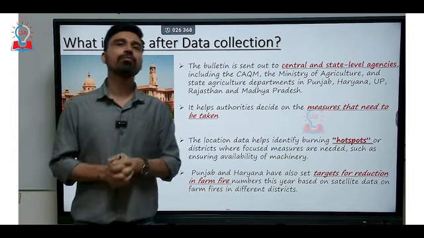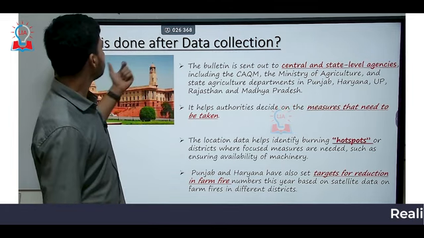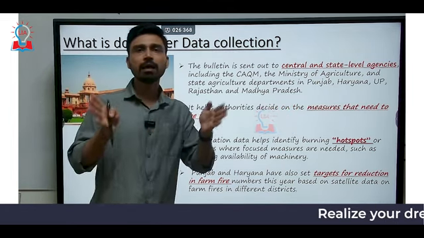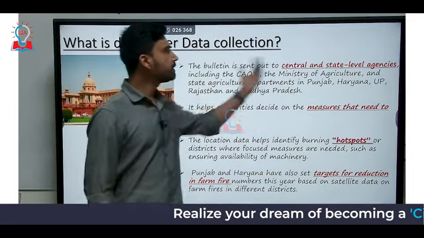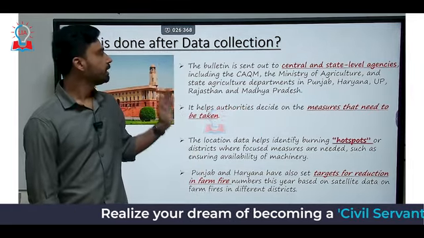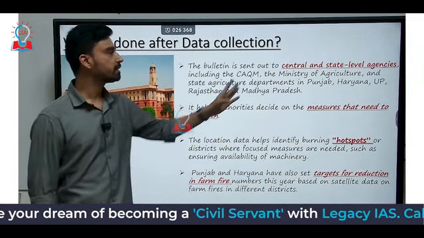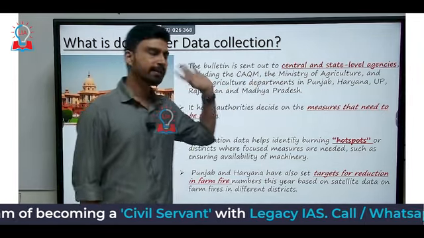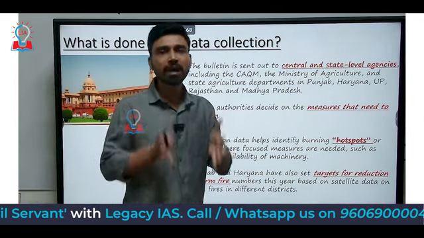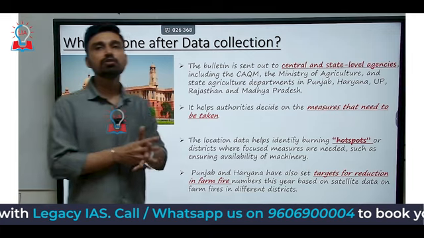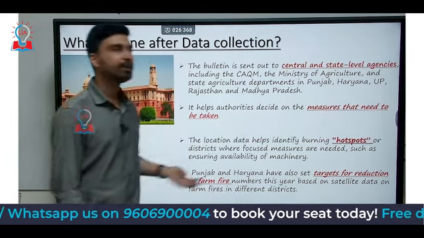Now, once the farm fire data is collected, what is done after that? Once the data is collected, IARI is responsible for making a bulletin, and this bulletin is sent to central and state level agencies, including CAQM, the Ministry of Agriculture, and state agriculture departments in the 6 states of North India. Based on this compiled, condensed data, it helps the authorities decide on the measures that need to be taken.